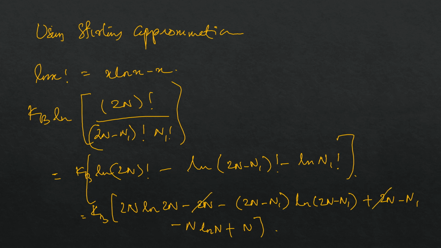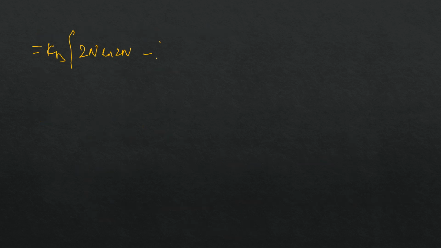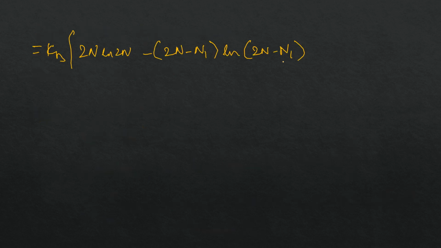So 2n minus 2n cancels, and the n1 terms cancel. Whatever is left is k_B times 2n ln 2n minus (2n minus n1) ln (2n minus n1) minus n1 ln n1 minus n1 ln n1. So this is the entropy.